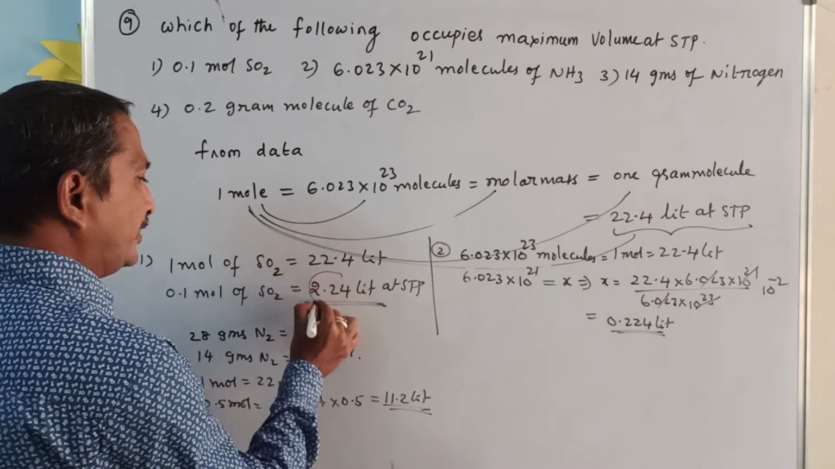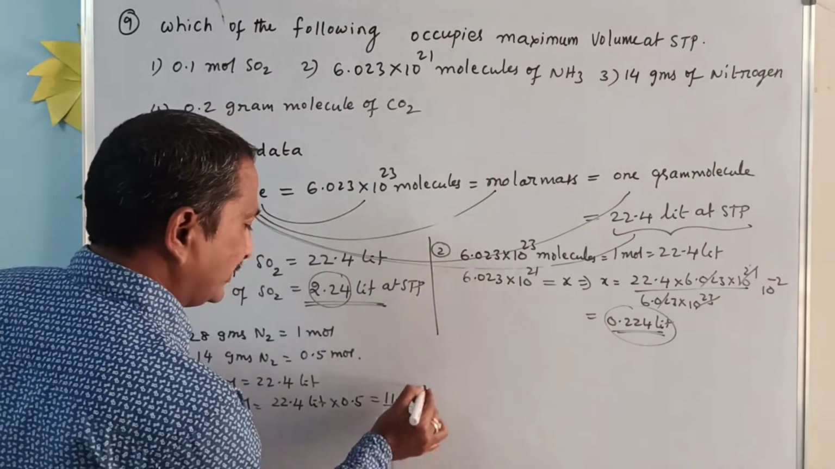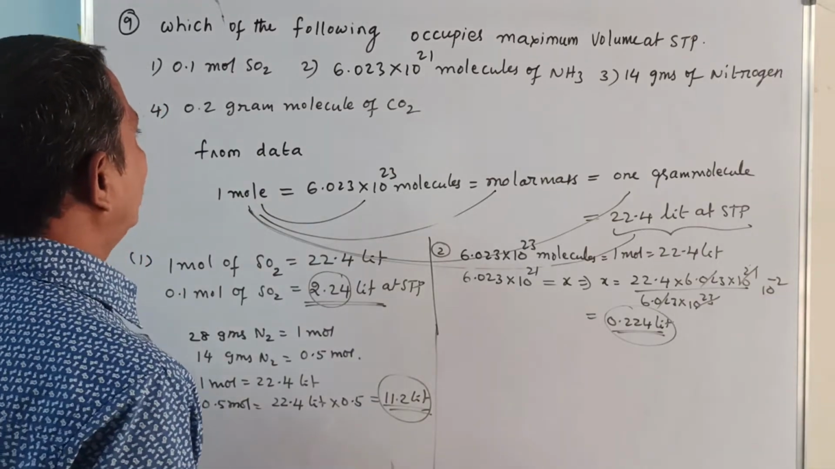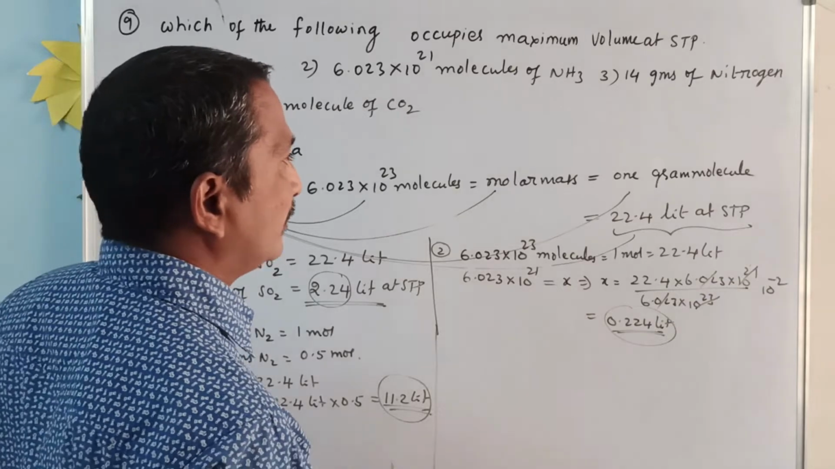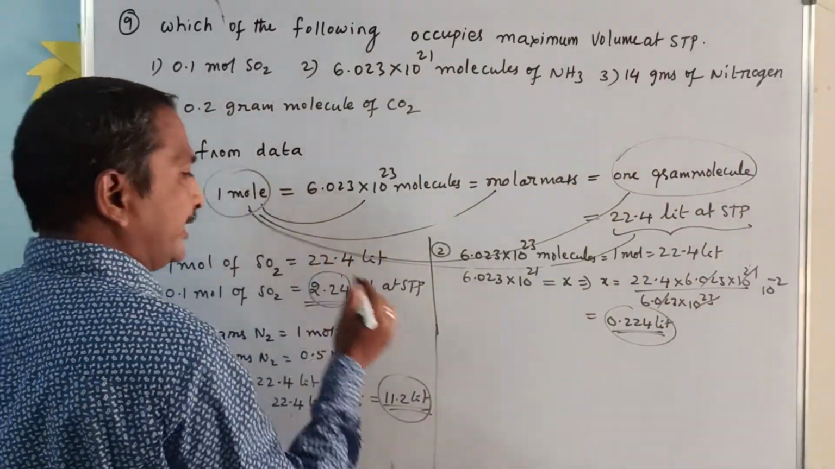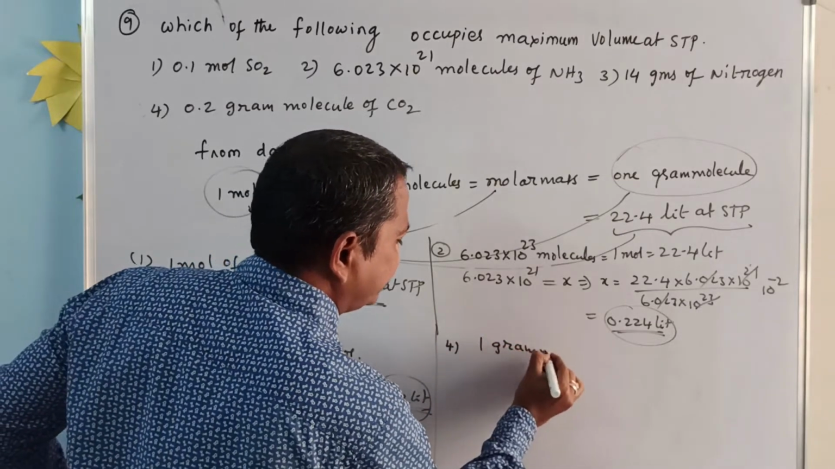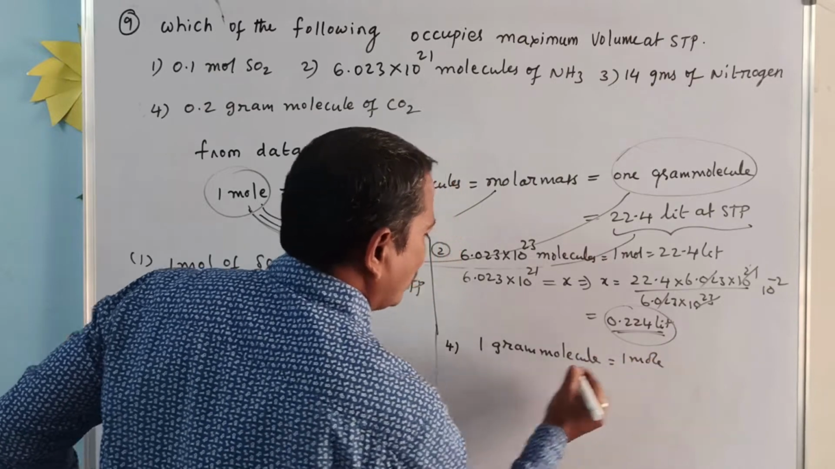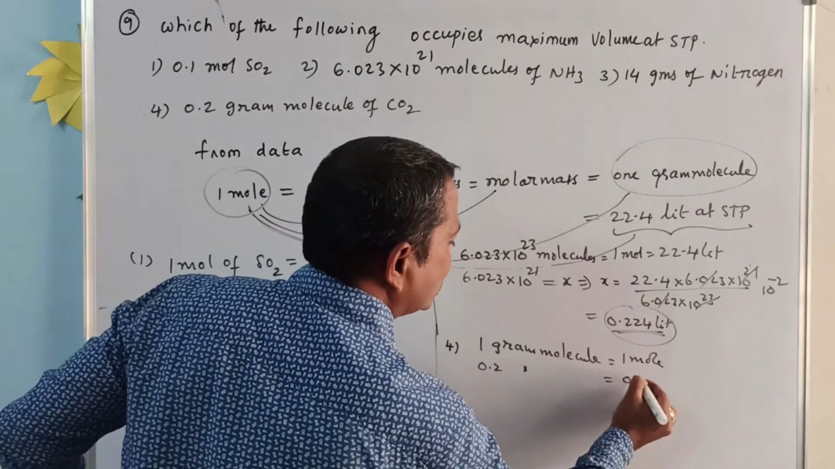First one is 2.24 liters. Second one is 0.224 liters. Third one is 11.2 liters. Now fourth one. What is fourth one? 0.2 gram molecules of CO2. What we know? 1 gram molecule is equal to 1 mole. Now 0.2 gram molecule is equal to how many moles?